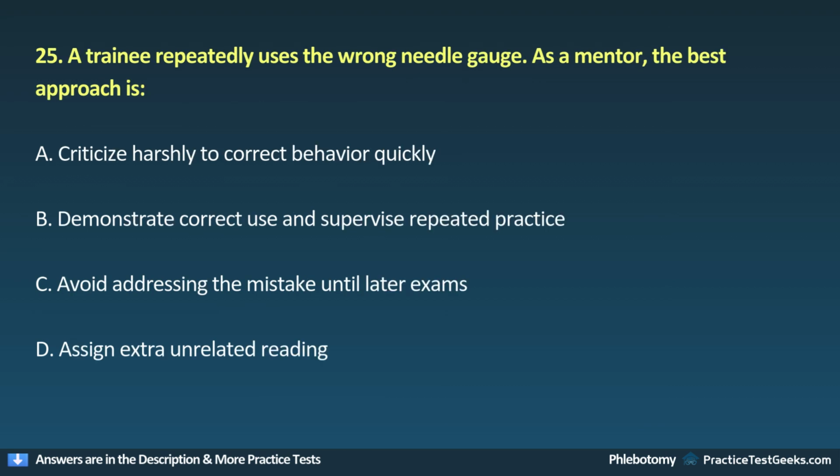25. A trainee repeatedly uses the wrong needle gauge. As a mentor, the best approach is A. Criticize harshly to correct behavior quickly. B. Demonstrate correct use and supervise repeated practice. C. Avoid addressing the mistake until later exams. D. Assign extra unrelated reading.